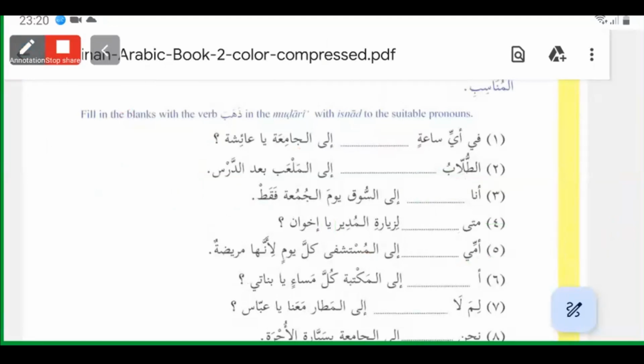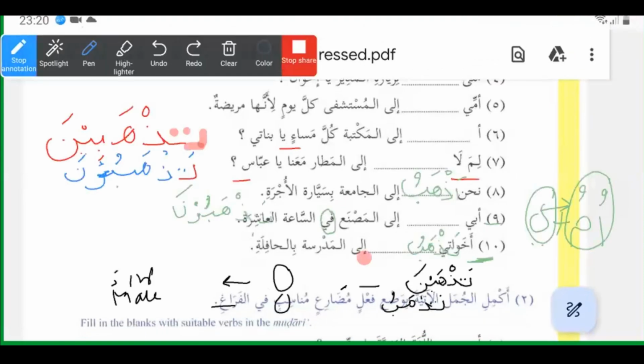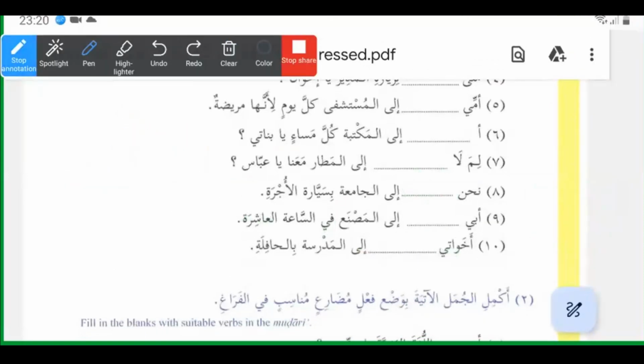Now coming on to the next, nahnu is very simple because it is mutakallim, first person. نحن نذهب إلى الجامعة بسيارة الأجرة. سيارة الأجرة is the taxi. نحن means we. نحن نذهب, we go to the university by taxi. So نحن نذهب.